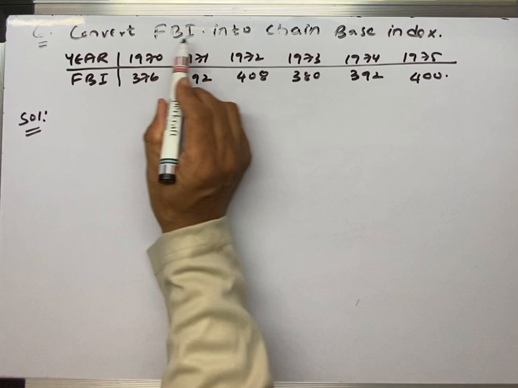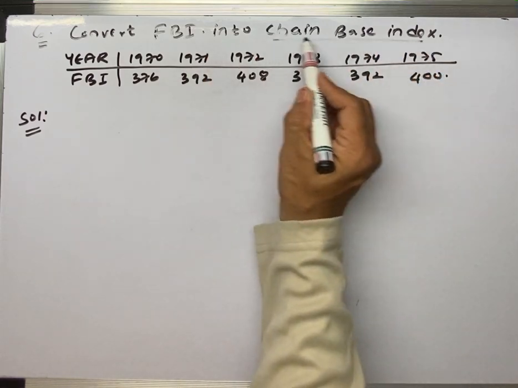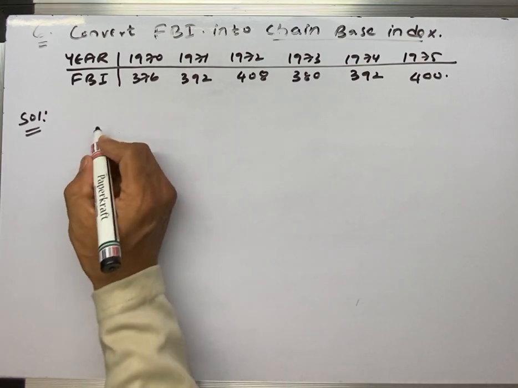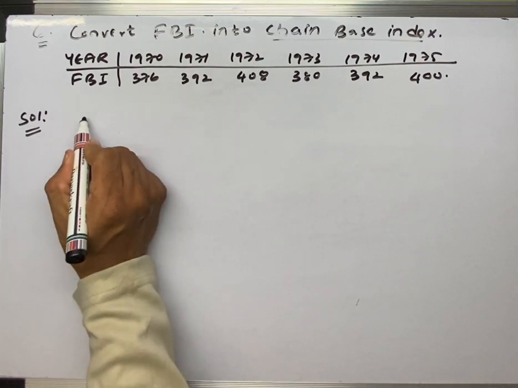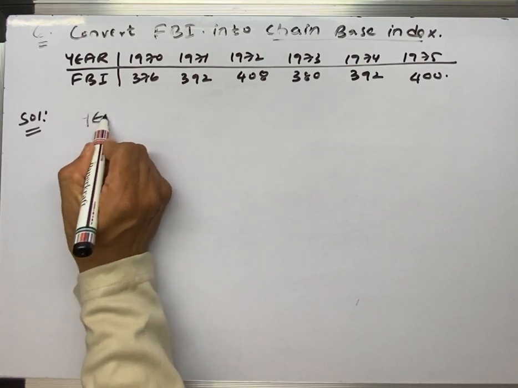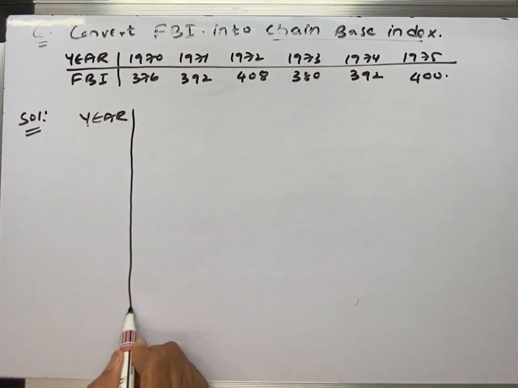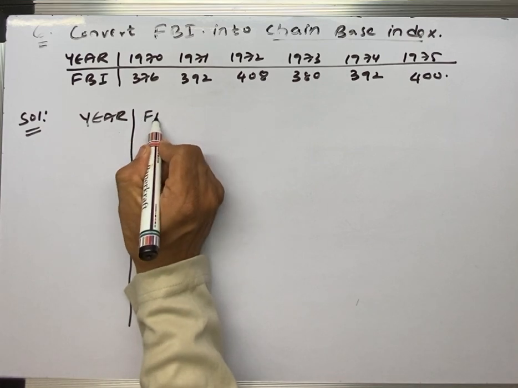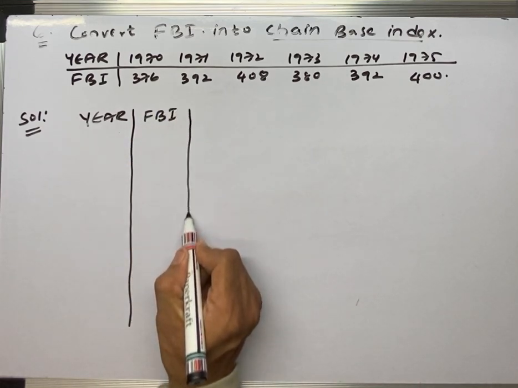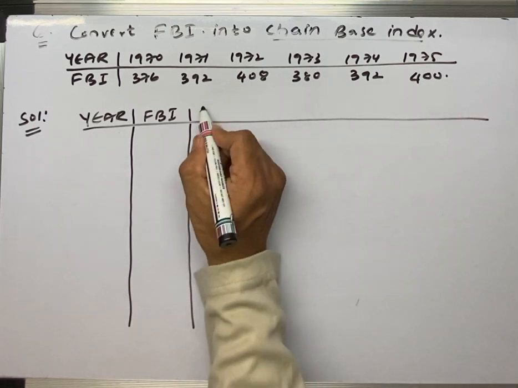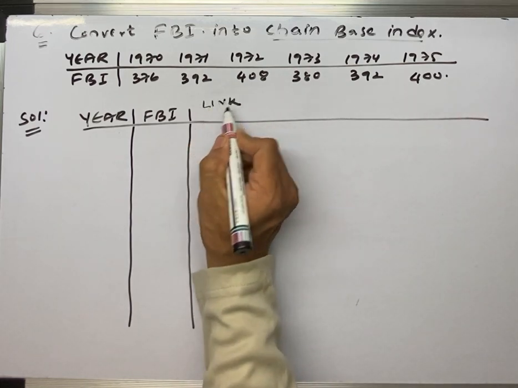We have to convert FBI into chain base. So the resultant is chain base index. So what is the method given to you? What are the formulas I have given to you? First, whatever year you have, write it as it is, with the fixed base index given. Next we have a formula, link relative.